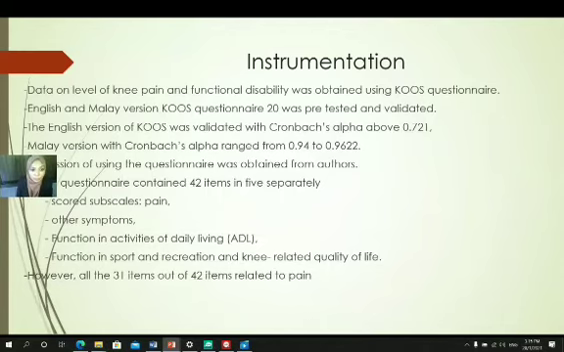The English version of KOS was validated with a Cronbach alpha above 0.721, and it is different from the Malay version, with a Cronbach alpha ranging from 0.994 to 0.9622. Permission to use the questionnaire was obtained from the authors. The KOS questionnaire contains 42 items in 5 separately scored subscales: pain, other symptoms, functioning in activities of daily living (ADL), function in sport and recreation, and knee-related quality of life. However, 31 of the 42 items relate to pain.